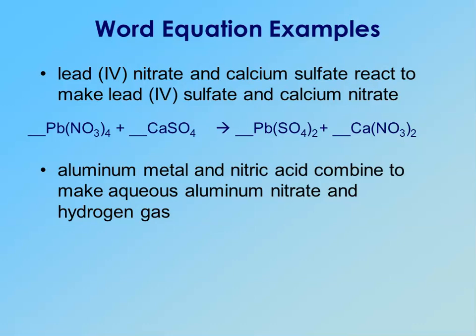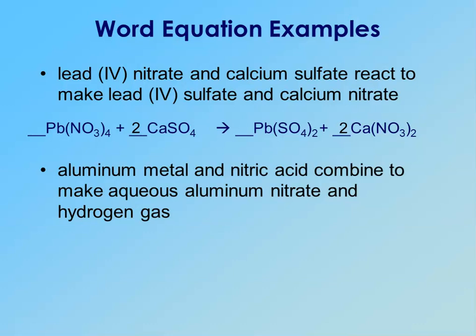Pb is balanced already. I have 1 on both sides. I have 4 nitrates on the reactant side in Pb(NO3)4 while I only have 2 in calcium nitrate. 2 times 2 gives me my 4. Then I have my 2 calciums on the product side, and I only have 1 on the reactant side, so I would double calcium sulfate. Now I have 2 sulfates on the left, and I have 2 sulfates on the right.